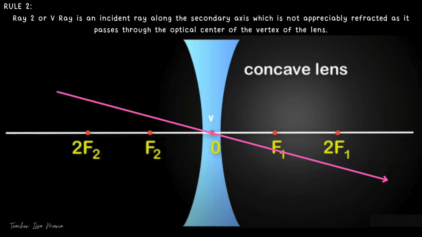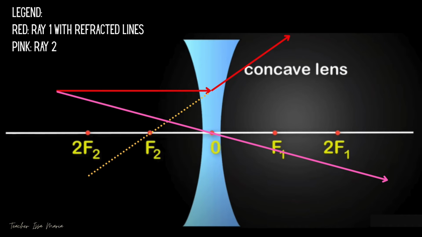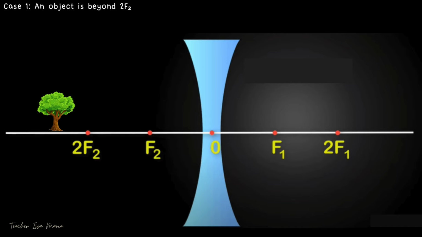This is a ray heading straight toward the optical center or the vertex. This one goes through the lens without bending. Let's draw an example. Suppose we place an object in front of the concave lens.